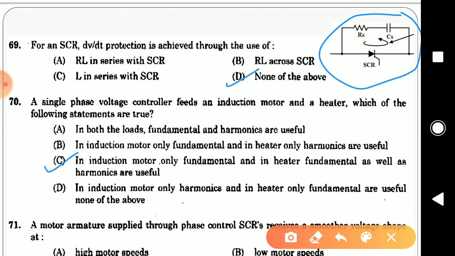In an induction motor, we require only the fundamental frequency. We do not require the harmonics because harmonics produce pulsating torque within the machine. Whereas a heater requires all the types of frequencies because the main thing we need to achieve is heating of the particular element. And harmonics mainly result in the heating. So the fundamental as well as the harmonics help in the heating operation of the heater.